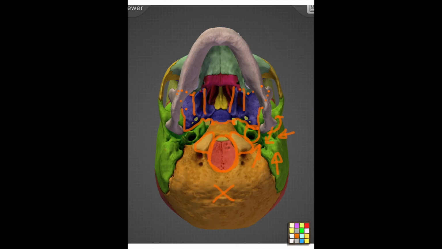And these are the attachment sites for the pterygoid muscles, which are two of the other muscles of mastication, one to the medial pterygoid plate and one to the lateral pterygoid plate. So, as well as having greater and lesser wings, the sphenoid also has wing-like pterygoid plates.